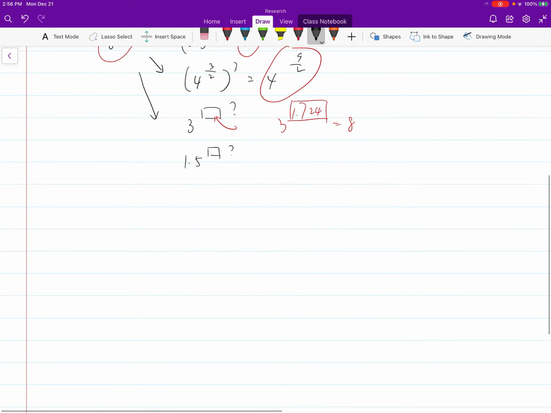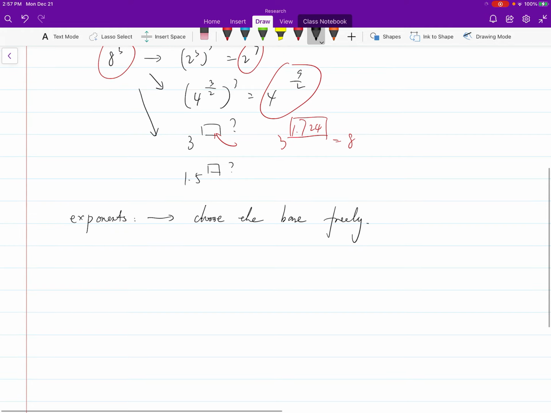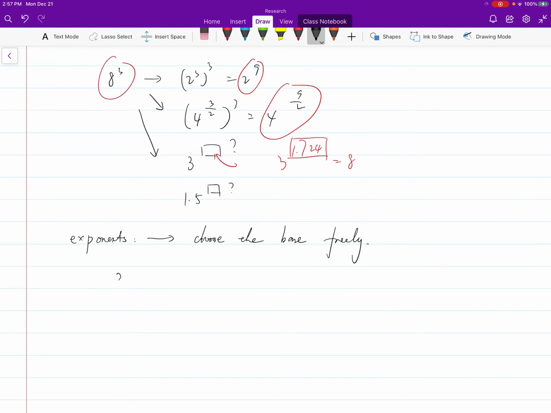That is, for any exponent, okay, we can actually have the freedom to choose whatever base we want. Okay, even if everything is written in base 8, we can change it to be base 2, base 4, base 5, base 3 to our convenience. That is great.